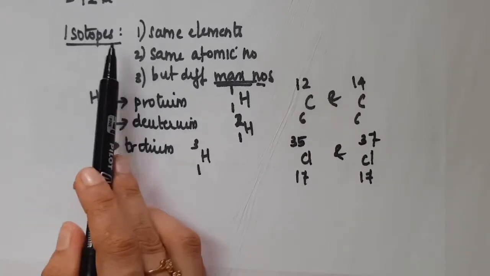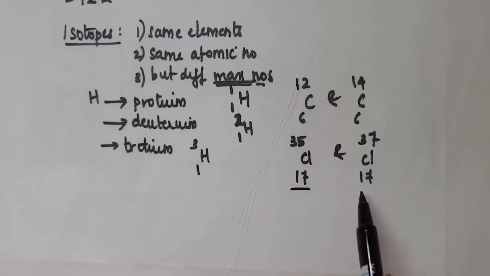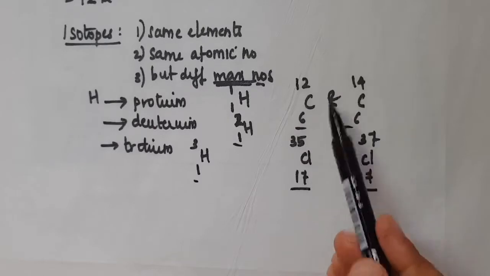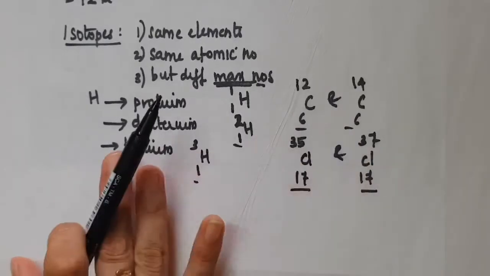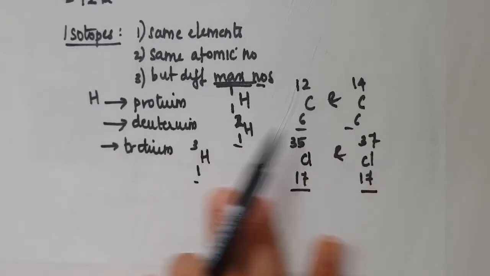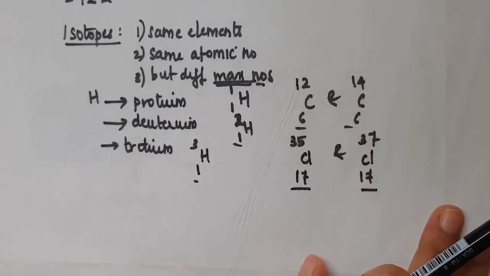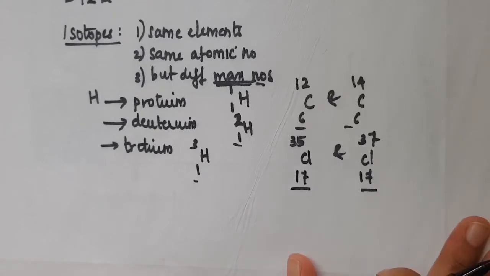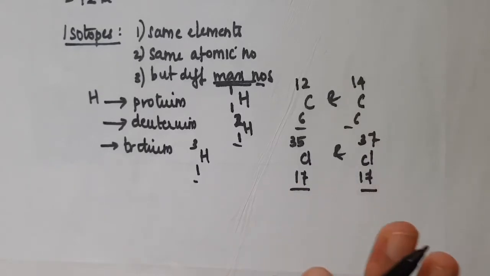So in isotopes, they are the same elements, they have the same atomic number, but different mass numbers, okay. So this is what you have to keep in mind, isotopes are same elements having the same atomic number but different mass numbers. So since they are the same elements, their chemical properties are same, but physical properties are different because the mass numbers differ, okay. The chemical properties are same.